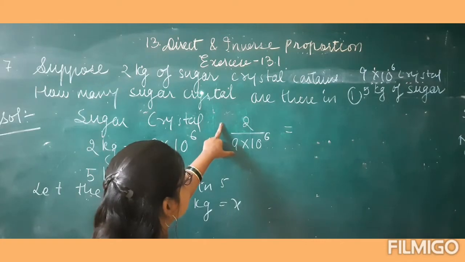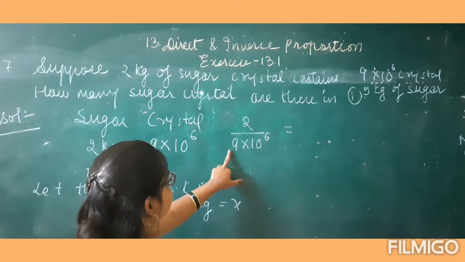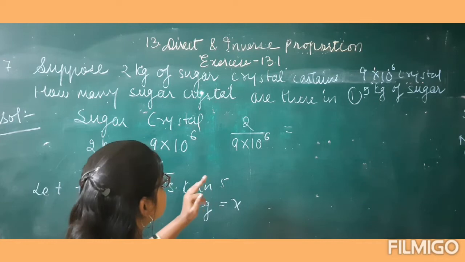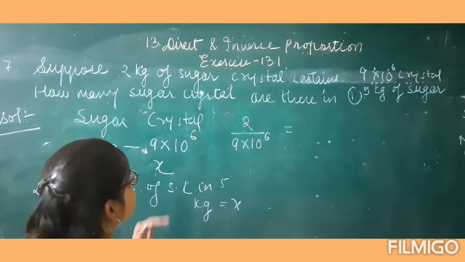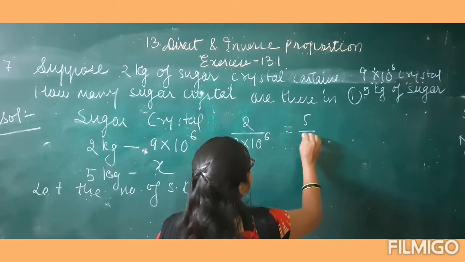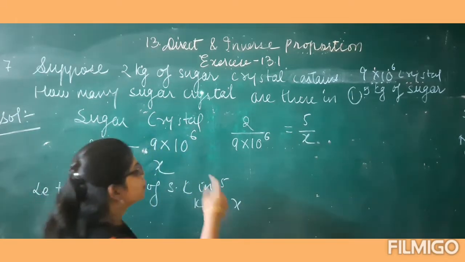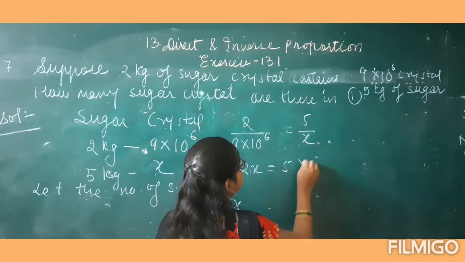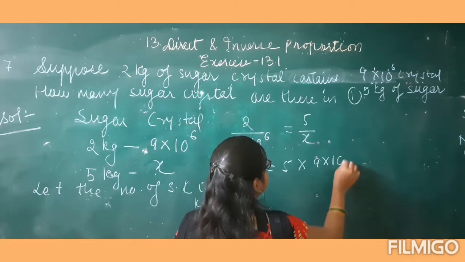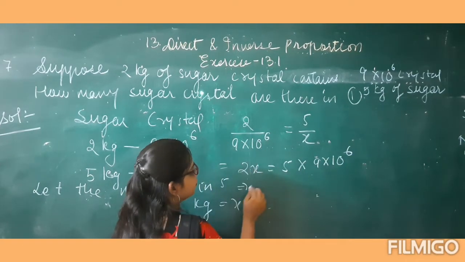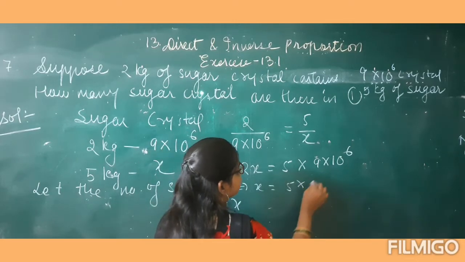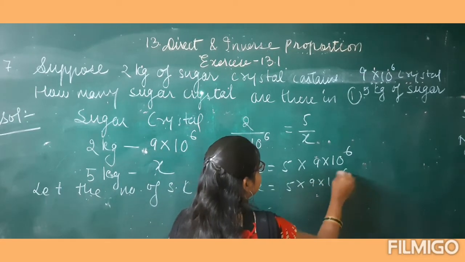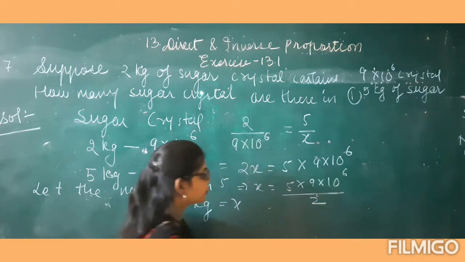In 2 kg it is giving how much? 9 into 10 to the power 6 crystal. So in 5 kg you will get x crystal. So what you have to do? Cross multiply. From here you will get 2x is equal to 5 into 9 into 10 to the power 6. Again from here x is equal to 5 into 9 into 10 to the power 6 upon 2.